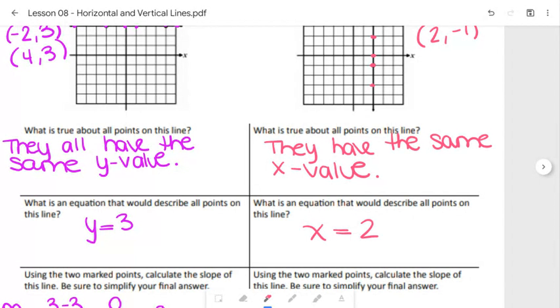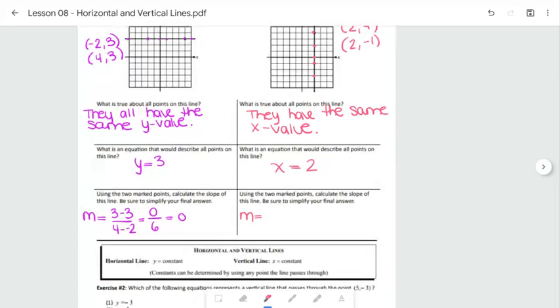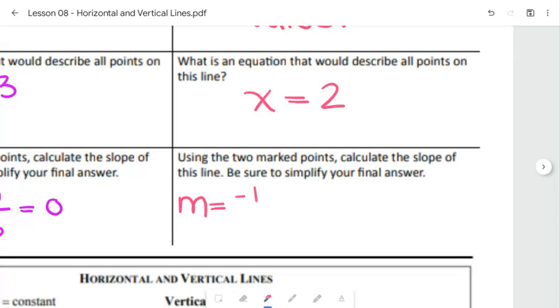Now, vertical lines have something interesting that happens when we go to calculate their slope. So we're going to take those 2 points, (2, 4) and (2, -1). I subtract the y's, and I subtract the x's, so change in y over change in x. I end up with -5 over 0. Now, this time around, we run into a problem. Having 0 in the denominator is not okay, because we can't divide by 0.